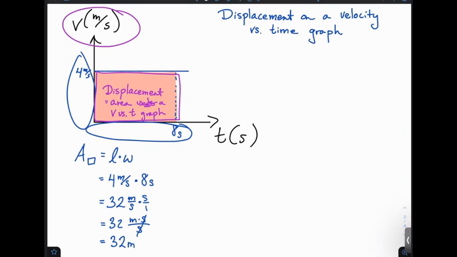Now this is cool. If displacement is area, and displacement, just so you know, is written as delta x. This delta means the change in, and x is position. So x by itself is just where it is, and delta x is how far did you go. So where did you start compared to where did you end?